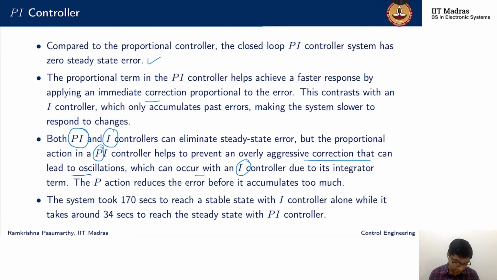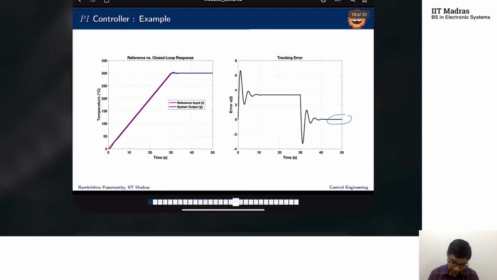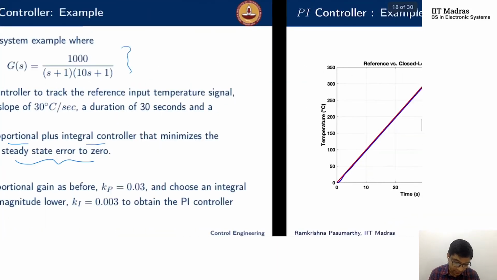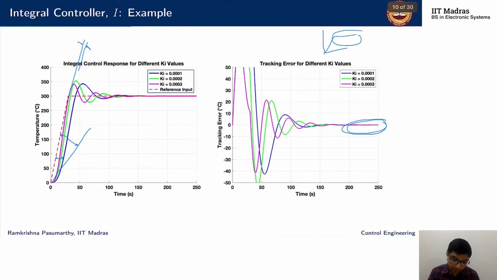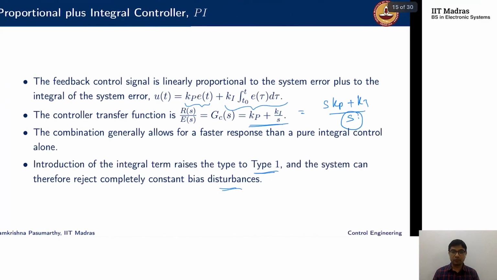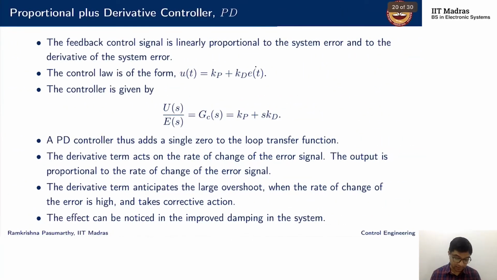Not only that, the system took about 170 seconds to reach a stable state with purely integral control, while it took around 34 seconds to reach the steady state with a PI control. Let's check what was happening earlier with purely integral control. Okay, it took a very long time here, right? So this is nice. You see how P plus I has its own inherent advantages compared with just a P.